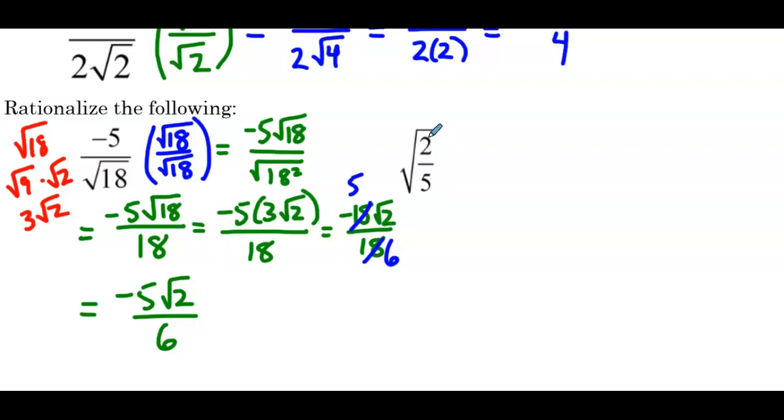Our last example, the square root of 2 over 5. So the first thing we're going to want to do here is rewrite this as the square root of 2 over the square root of 5. Okay, so that's a helpful equivalency to know, right? If we have the square root of a fraction, that's equivalent to the square root of the numerator over the square root of the denominator. Now to rationalize, we're going to multiply the numerator and the denominator by the square root of 5.